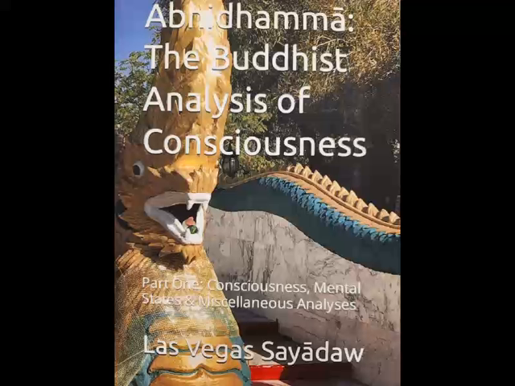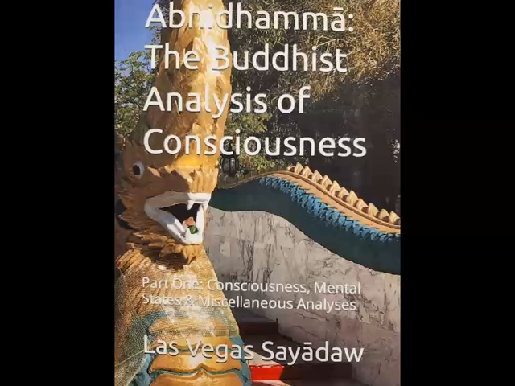So among the 8 types of supramundane consciousness, we have 4 types that are wholesome supramundane consciousness. The first path consciousness of the stream enterer is Sotapanna Magga Citta. The second path consciousness of the once returner is Sakadagami Magga Citta. The third path consciousness of the non-returner is Anagami Magga Citta, and the fourth path consciousness of the arahant is Arahata Magga Citta. We'll talk about these people now.